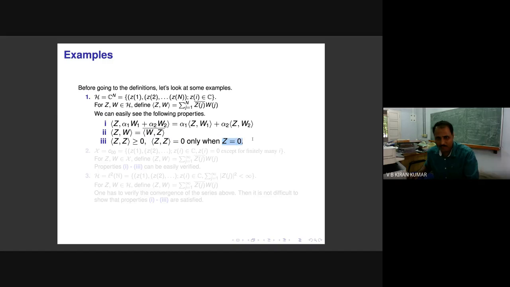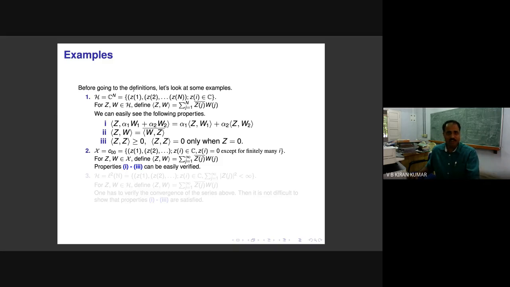Now there's a small catch. This 0 is the number 0, and this 0 is the 0 in the vector space Cn. That means it is a vector with each entry 0, 0, 0, 0. So that's the difference here. So these three properties are satisfied by this function, the inner product of Z and W. Okay. Now let us look at the second example.